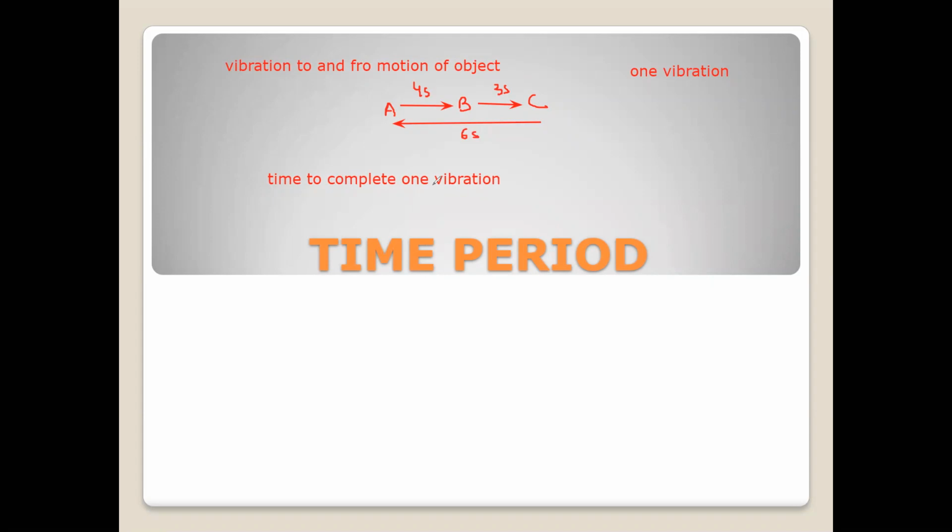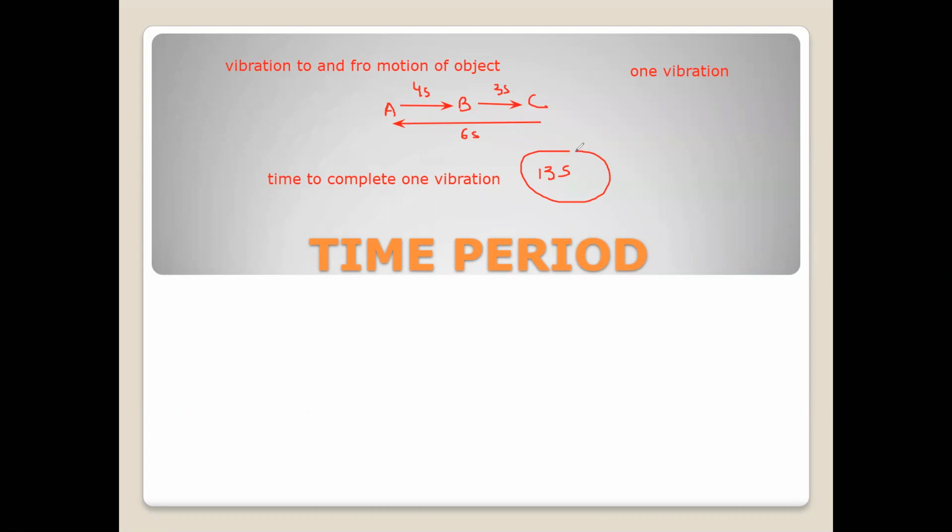Time period means the time to complete one vibration, returning back to the same starting point. So what is the time period in this example? 16 seconds? 16 or 13? 13 seconds, because it moves from A to B and then B to C. Yes, the time period is 13 seconds. So the basic idea of time period is the time to complete one vibration.